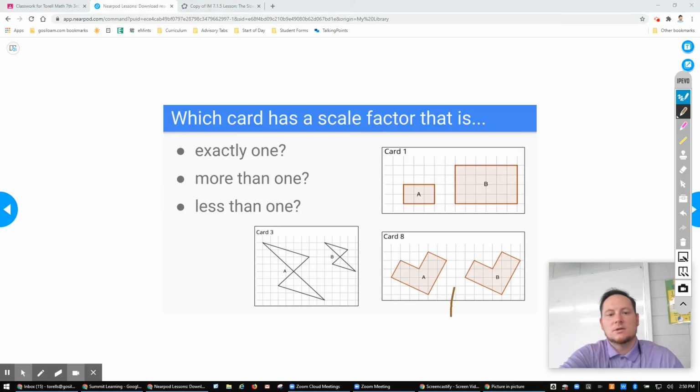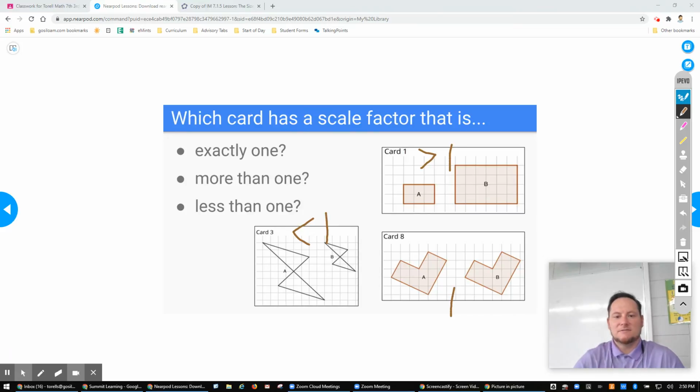Which one has more than 1? As in, which one is going up? So card 1 looks like it is more than 1. And then which one is less than 1? Because remember, if you multiply by a fraction, you're getting smaller. So this one is less than 1.